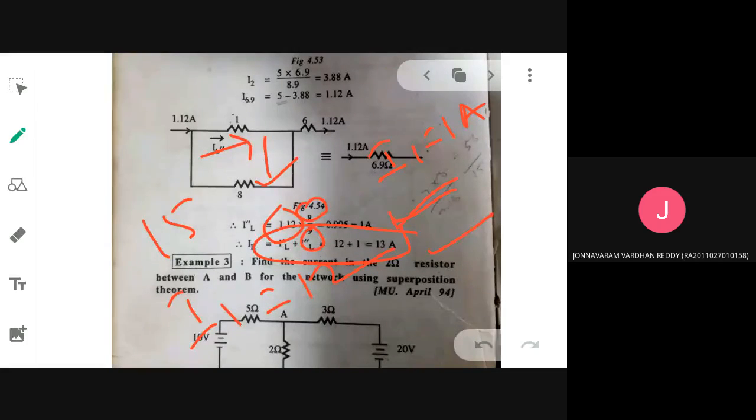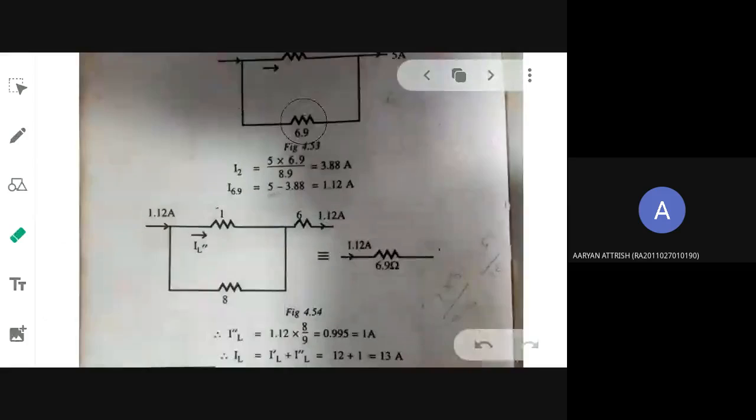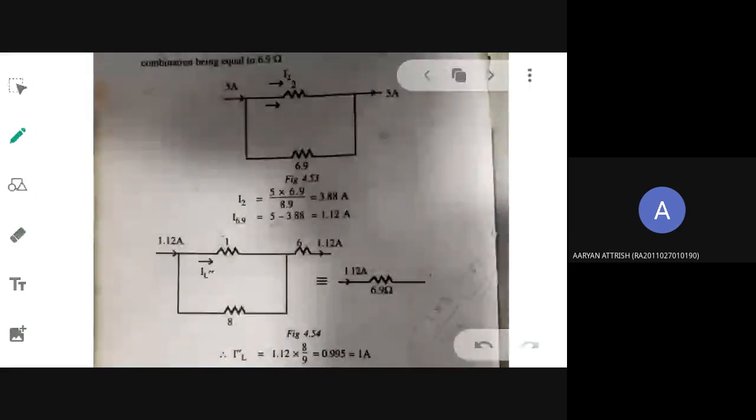Yes or no? Yes, ma'am. Okay. See this earlier circuit that gives current through only 2 ohm, but you want to know current through 1 ohm. That's why they have proceeded with one more step. Okay, that's all. All right.